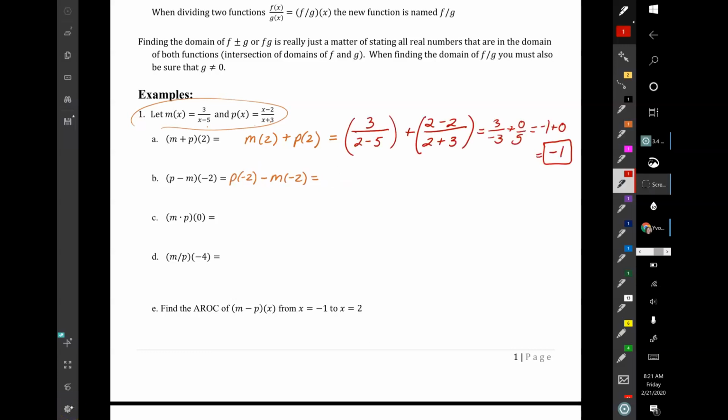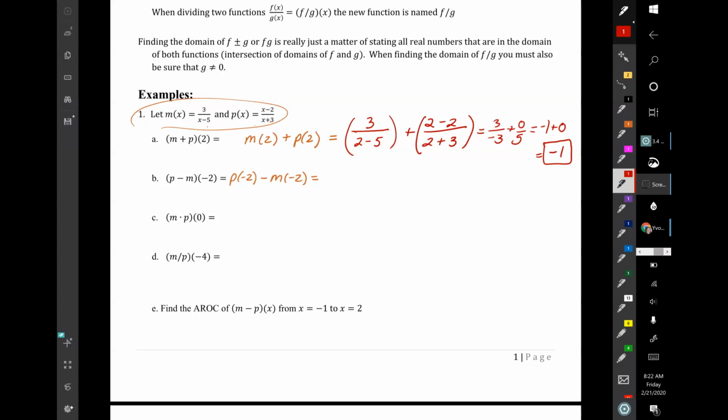Okay, so for part 1A, I just wrote it out for you. B, I'll do with you in the video, and if you've gotten it right, you can skip over it. So the answer for A should be negative 1. We just plug the 2 in everywhere we see an x. Here for the M function, we get 3 over 2 minus 5, and then added to 2 minus 2 over 2 plus 3. That equals 3 over negative 3 plus 0 over 5, which equals negative 1 plus 0. So the fractions work out really nicely and easily for us on that one. So that all equals negative 1.